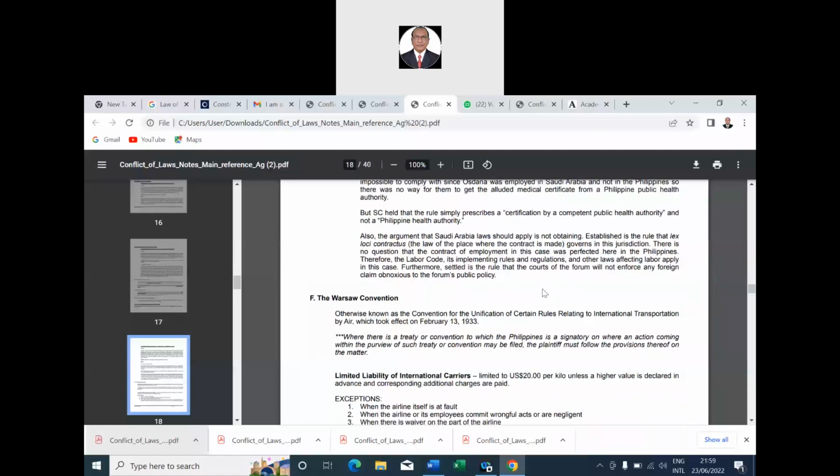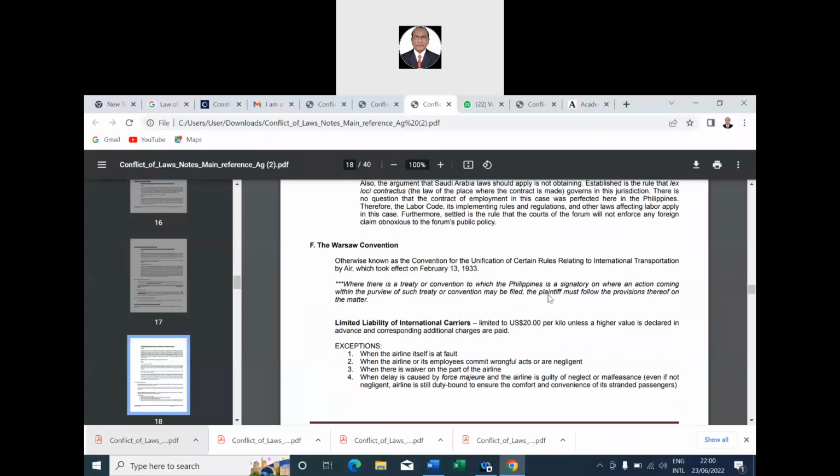The Warsaw Convention can also be known as the unification of certain rules relating to international transportation by air, which took effect on February 13, 1933. Where there is a treaty or a convention to which the Philippines is a signatory, and where an action coming within the purview of such a treaty or convention may be filed, the plaintiff must follow the provisions thereof on the matter.